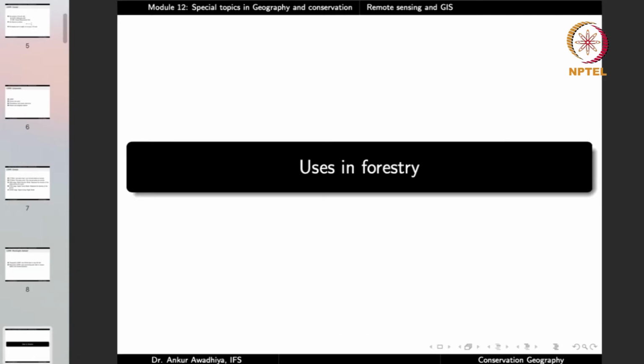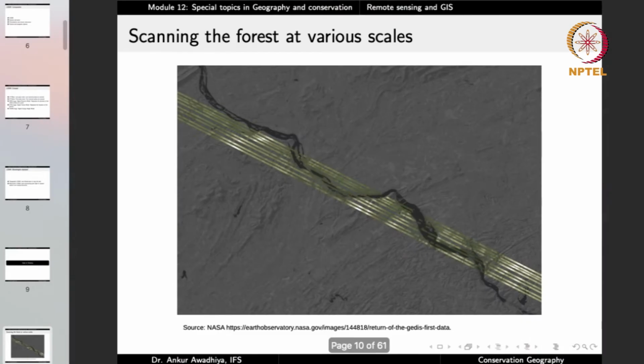Now, with this knowledge, how can we make use of it in the case of conservation? So LiDAR has a large number of applications these days in forestry, because in forestry you require knowledge about the topography, and you require knowledge about where different trees are growing, and what is the amount of carbon that is being sequestered in all these different areas. And we can use LiDAR to get that information.